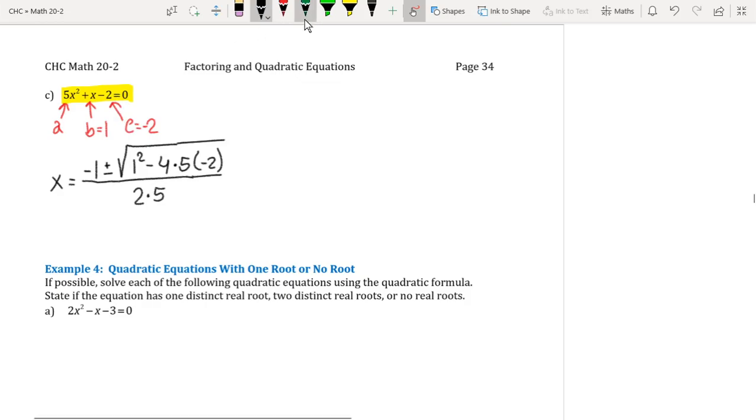Okay, so we can evaluate the denominator. We can also simplify the radicand a bit in the next step. We have -1 plus minus 1 squared, which is just 1. And then -4 times 5 times -2. So -4 times 5 is -20. -20 times -2 is positive 40. Ahead of myself here. And 2 times 5 is 10.